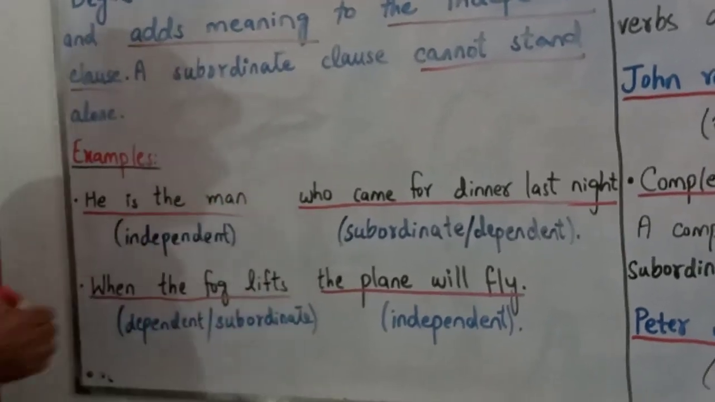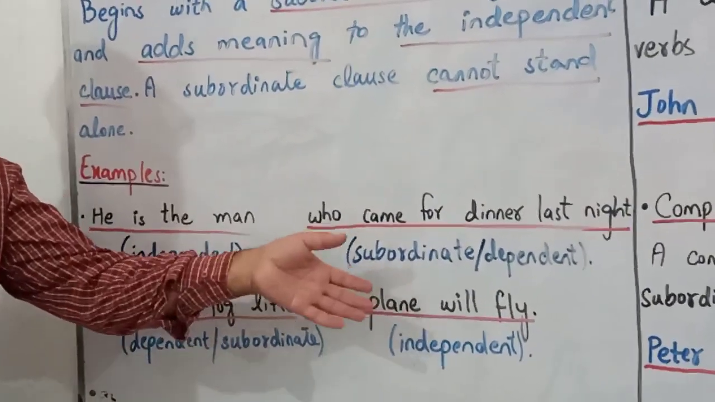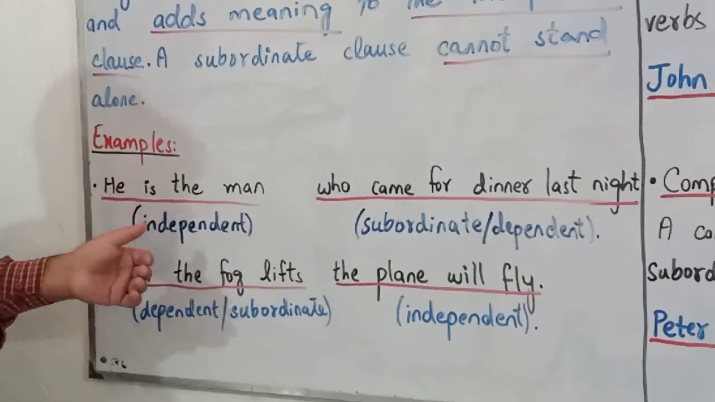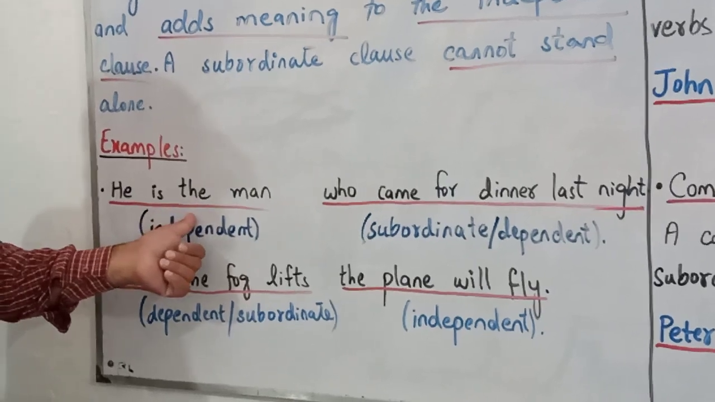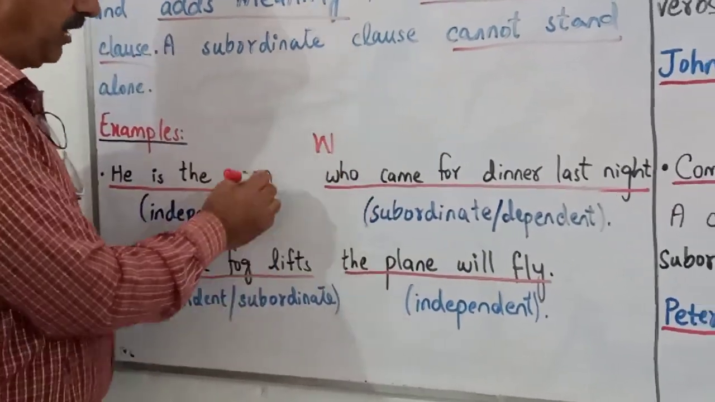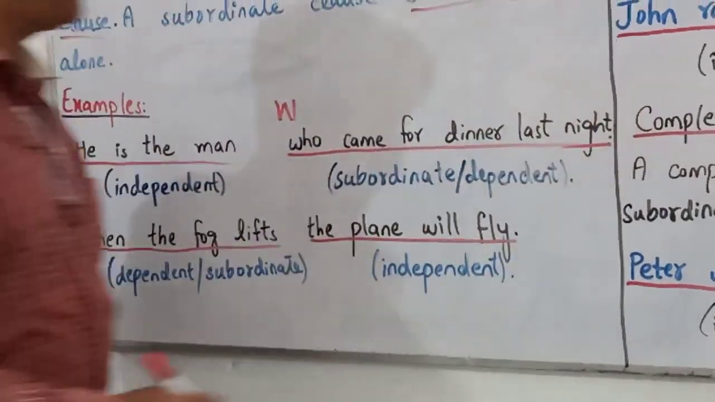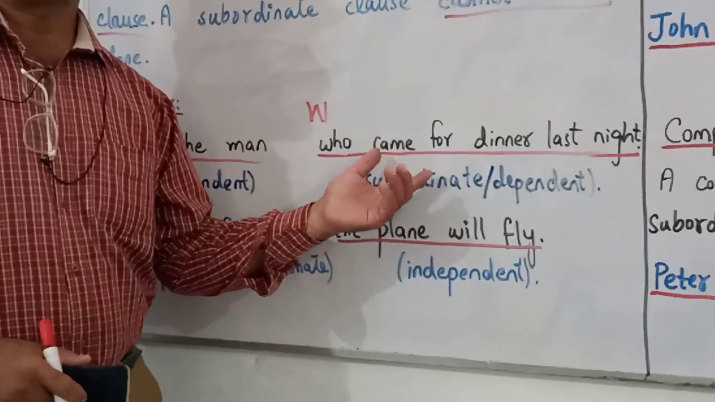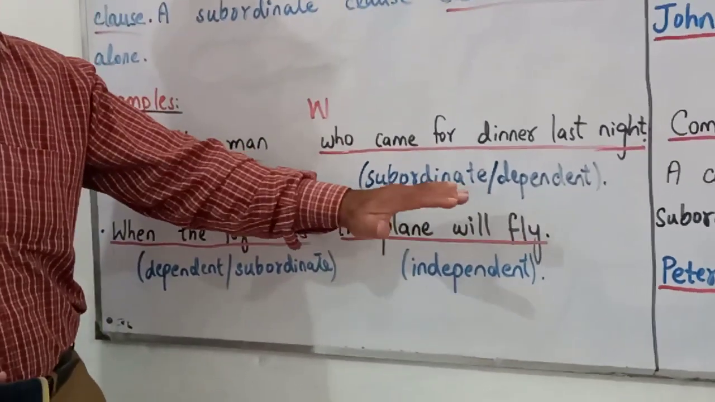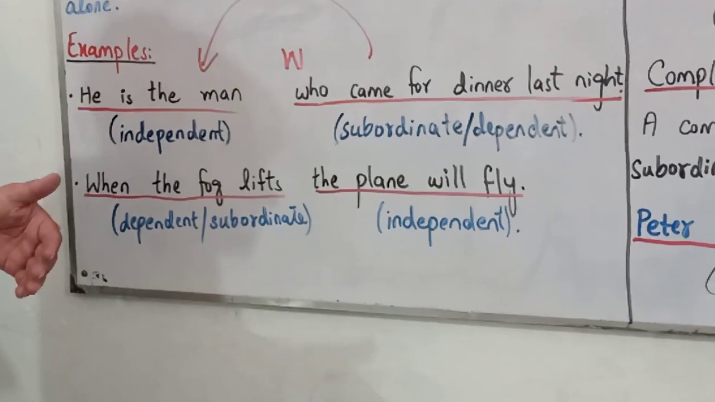So if I put a full stop over here, it gives a complete meaning. It does not need the other part to give its meaning. But this dependent clause is adding some meaning to it. Otherwise, it can stand alone. Now if we put a full stop after "last night", it gives meaning, but it does not give complete meaning. So that's the reason it is called a subordinate clause or dependent clause, because it is depending on this one. So you have got the concept of independent and dependent clause.